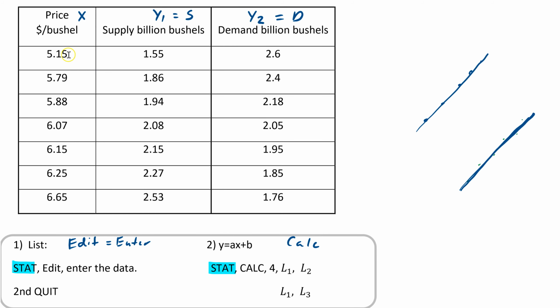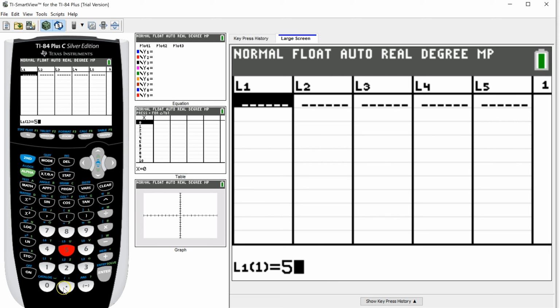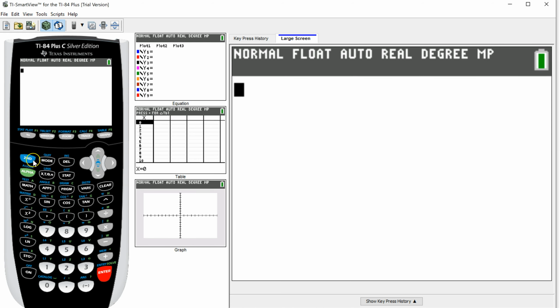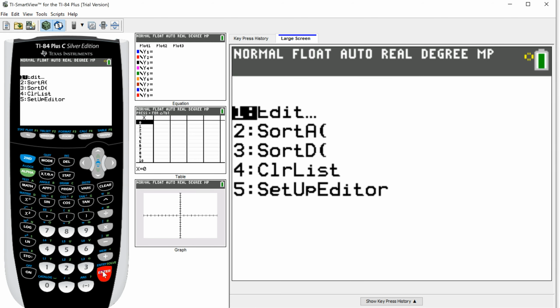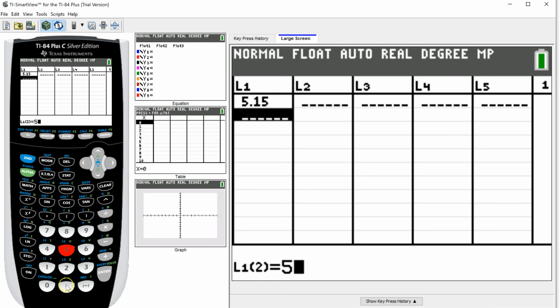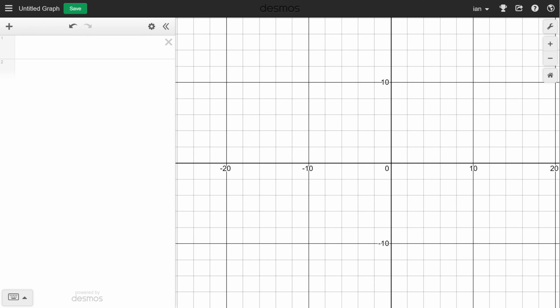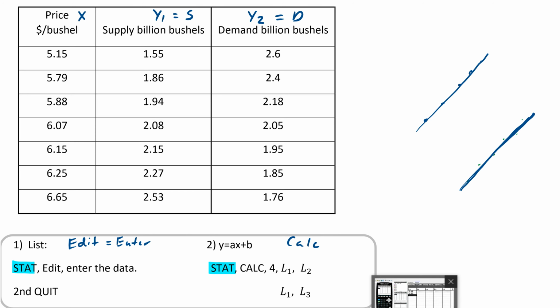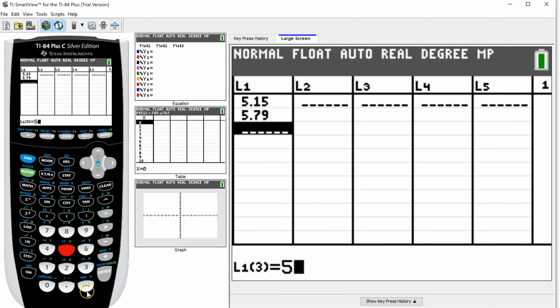So to do that, you're going to put in 5.15 and then all the way down. So you do 5.15 and then you hit enter. And we grab the next number, which is 5.79, and we hit enter. Let's go back in. I don't know what happened. 5.79. Hit enter. There we go. And then 5.88. Okay, I hit the negative, that's why. Hit enter, and you're going to continue this. Enter them all like this.